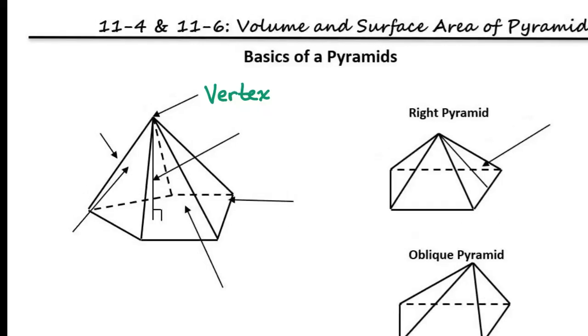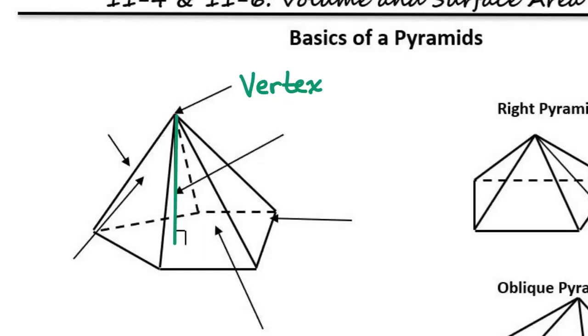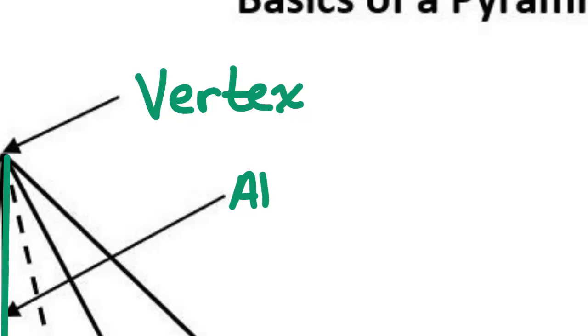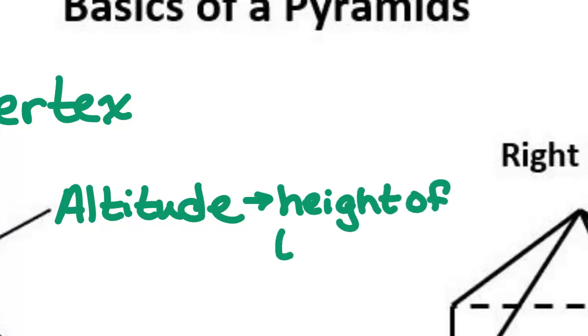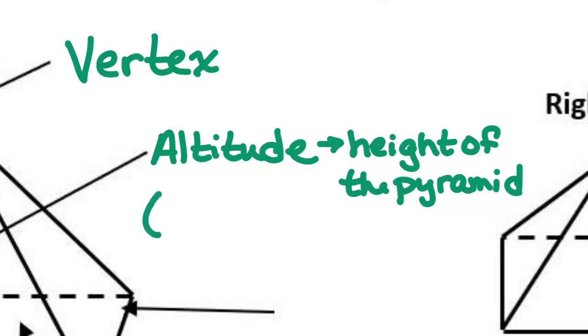The distance from that vertex straight down to the base, and it has to make a right angle with my base. So if I were to take like a needle and go straight down from the top all the way to the bottom, we call that the altitude. The altitude is the height of the pyramid. And it is perpendicular to the base.